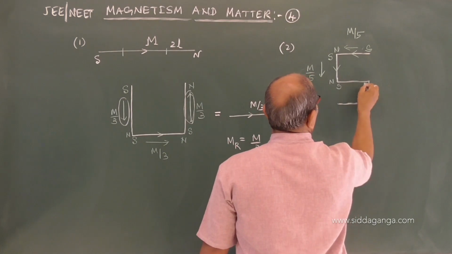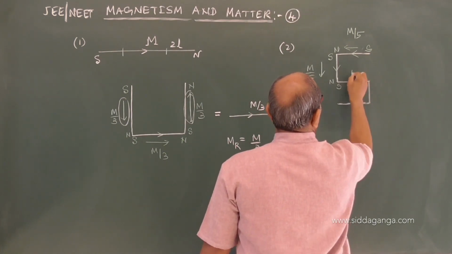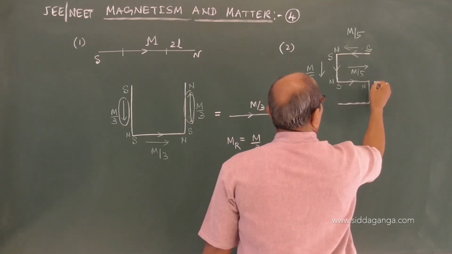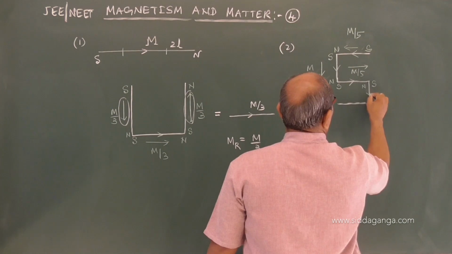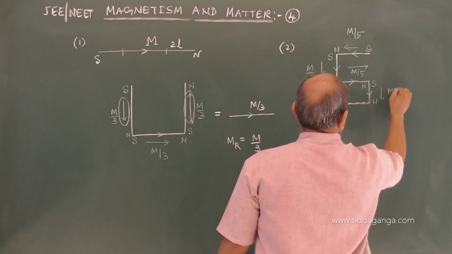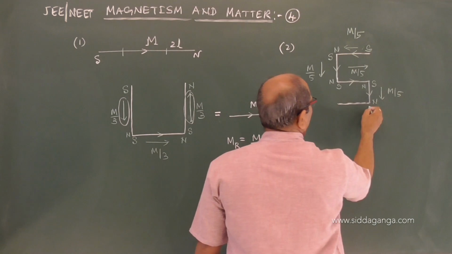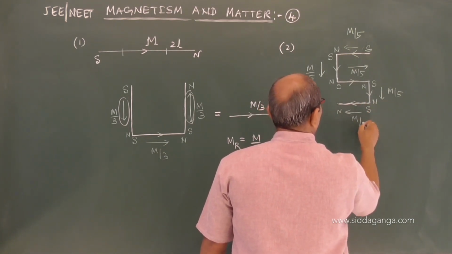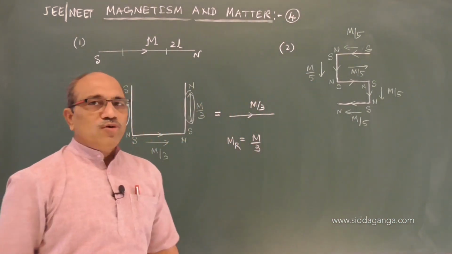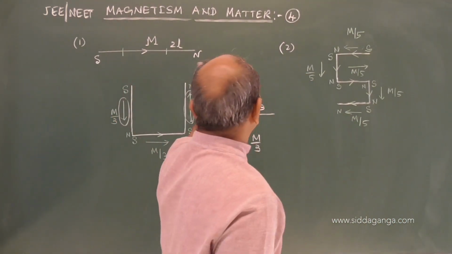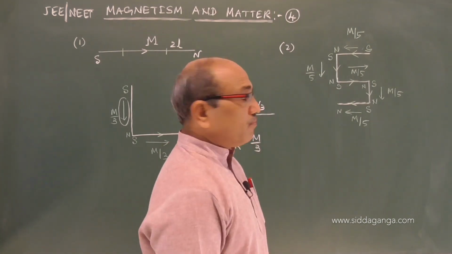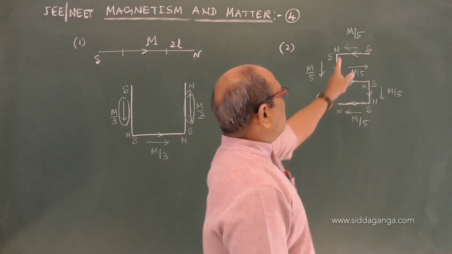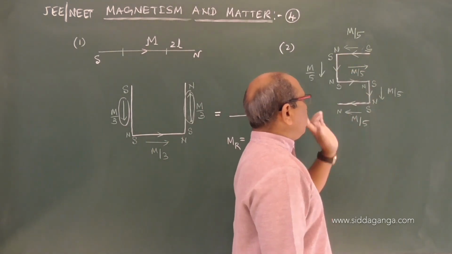And here S and N. This becomes m by 5. Here opposite, again S and N. It is downward, m by 5, and S and N towards left, m by 5. The moment is divided into, as the bar magnet, 5 parts. The moment decreases 5 times in each part: m by 5, m by 5, m by 5, m by 5.